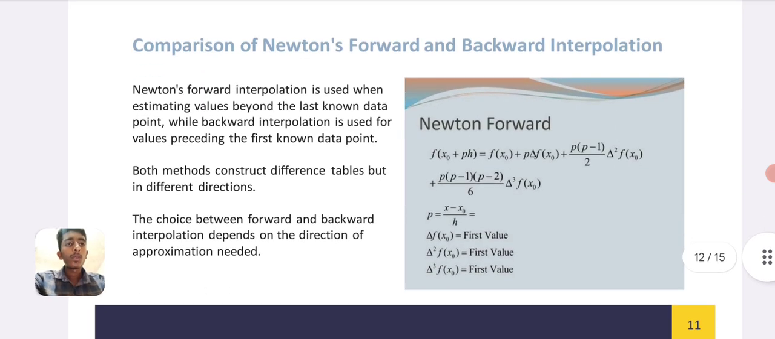Comparison of Newton's forward and backward interpolation. Newton's forward interpolation is used when estimating values beyond the last known data point, while backward interpolation is used for values preceding the first known data point. Both methods construct difference tables but in different directions. The choice between forward and backward interpolation depends on the direction of approximation needed.